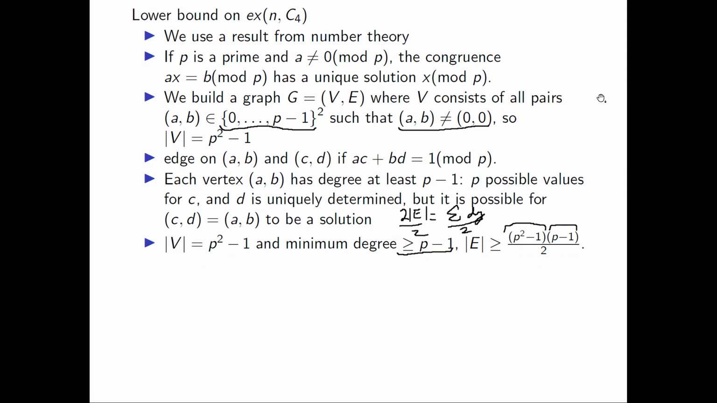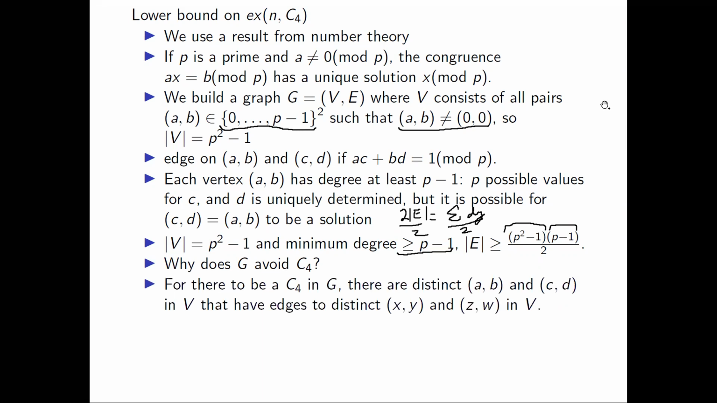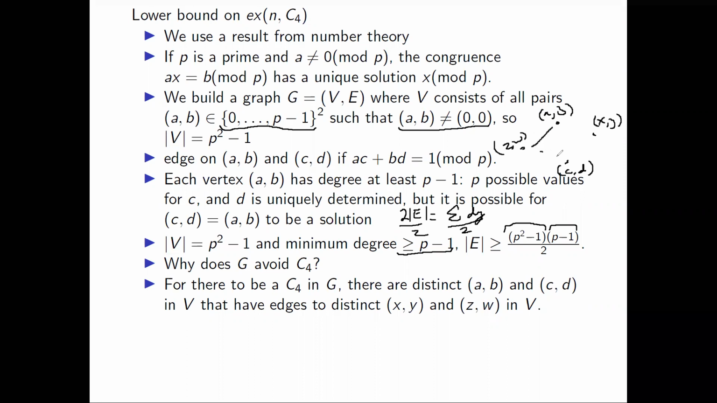Now we just want to see why this graph avoids cycles of order 4. In order to see that, we could assume that we have some cycle in our graph, and we can draw a picture of it. So we have (A, B) here, and let's say we have a (C, D) down here. And then we have two vertices which are both neighbors of (A, B) and (C, D), an (X, Y) and a (Z, W). So there we've drawn it as a cycle. We can also think of it as a K_{2,2}.